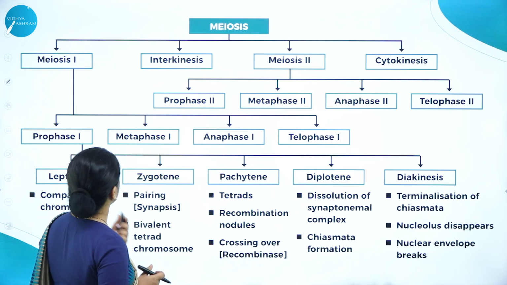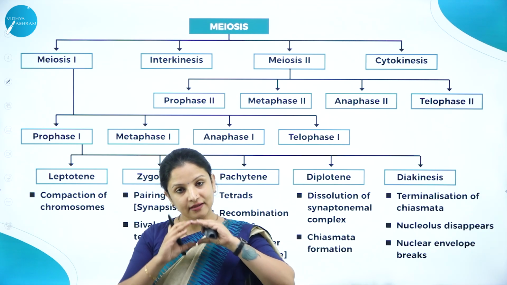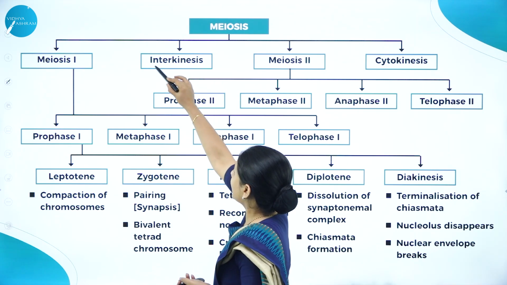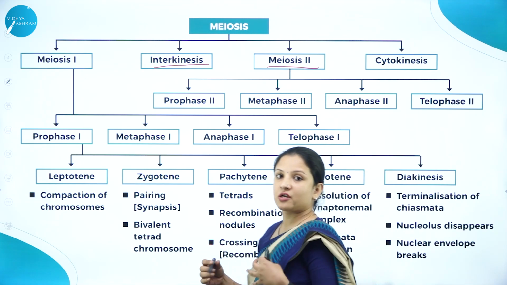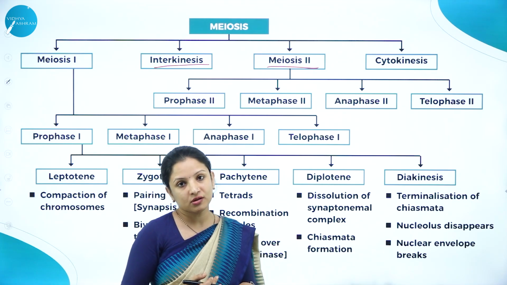In meiosis, again, there is meiosis 1 and meiosis 2. First, it completes the entire steps under meiosis 1. Then it enters interkinesis. And then it enters meiosis 2, and those cells which have completed the stages under meiosis 2 enter cytokinesis.